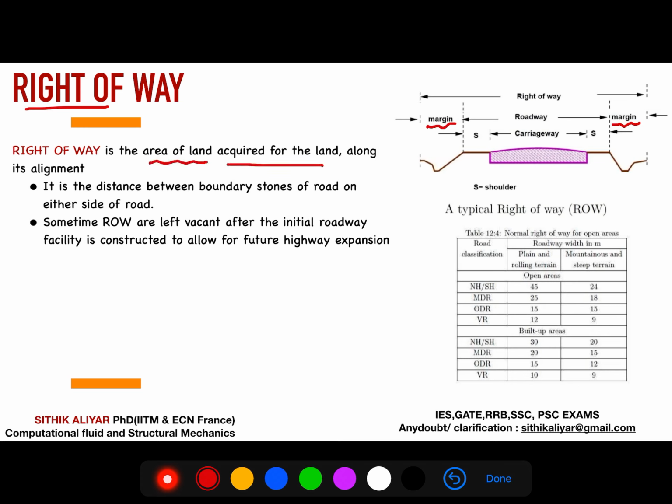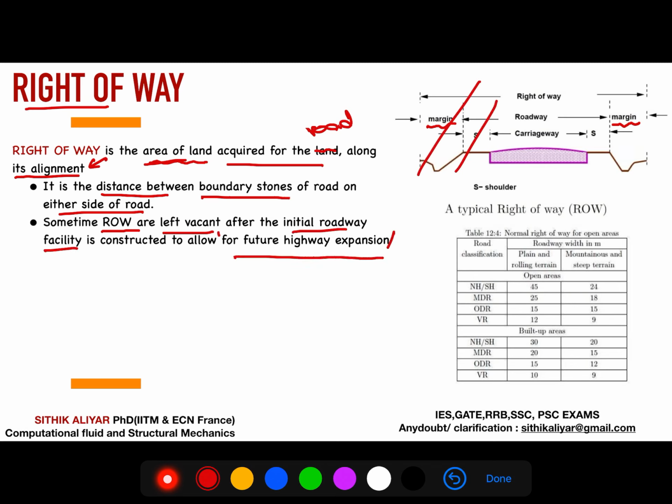It is just how many rights a road department has, something like how much area of land is acquired for the road along its alignment, meaning the laying of the center line. It is the distance between the boundary stones of the road on either side of the road. Sometimes the right of way is left vacant. These extra portions are left vacant after the initial roadway facility only for the purpose of future expansion.